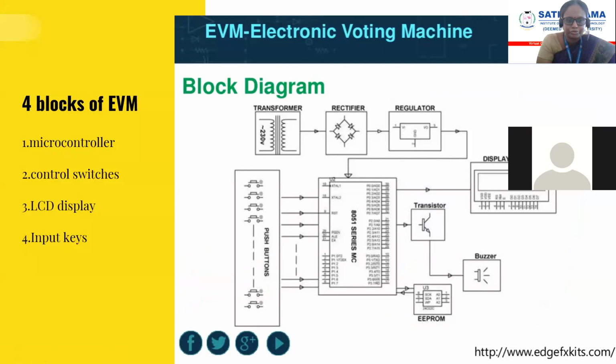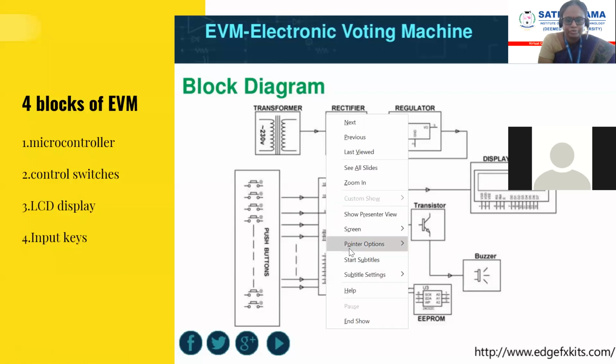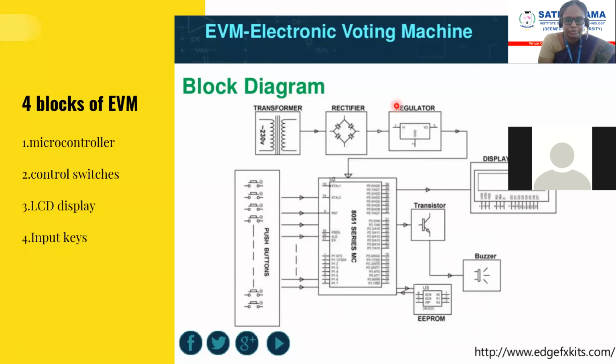First we go for the power supply. A 230-volt AC power supply is first stepped down by using a step-down transformer. After that it is converted into DC by using a bridge rectifier. Then the AC ripples are filtered out by using capacitors, and it is given to the input of the voltage regulator. The output of the voltage regulator is connected to the 8051 microcontroller. In the 8051 microcontroller, we get a constant 5-volt DC.